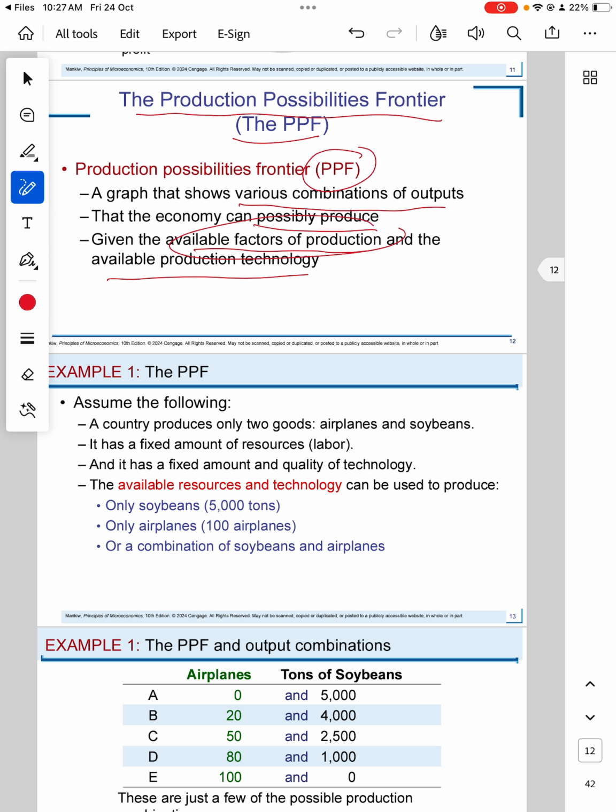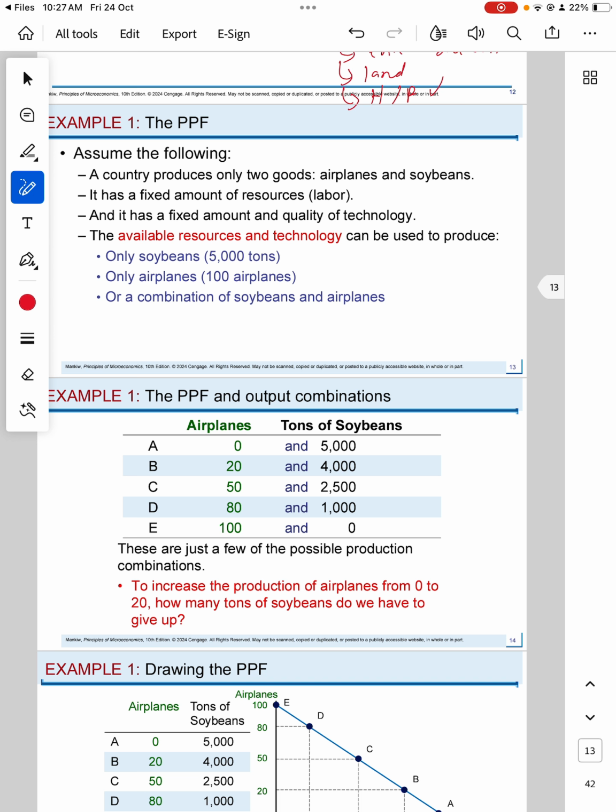Remember, factors of production: we have labor, we have entrepreneurs, entrepreneurial skill. Just now, we also have land, human resource. Human resource is just like labor. Okay, and then, let's take a look at this example first.